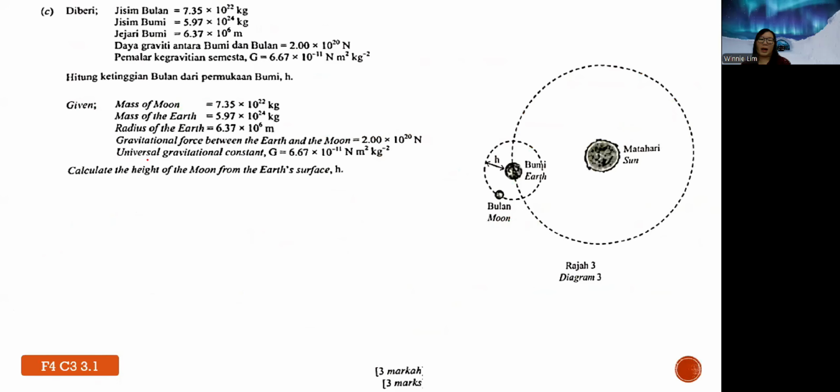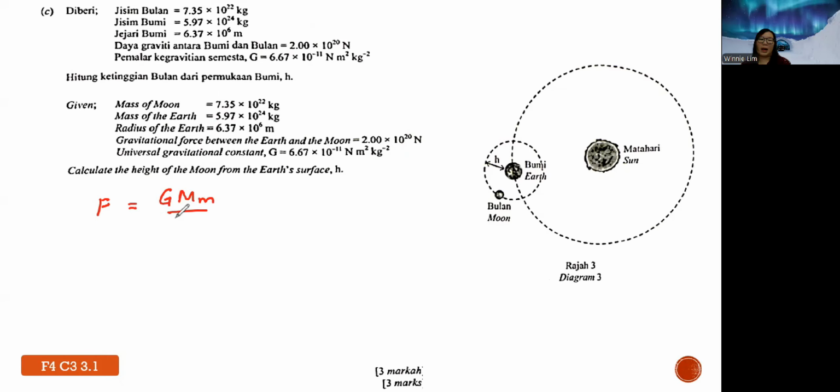For part C, they want you to calculate the height of the Moon from the Earth's surface, H. They give you the mass of the Moon, the mass of the Earth, the radius of the Earth, and the gravitational force between Earth and the Moon, which is 2 times 10 to the power of 20. They give you the gravitational constant as well. The formula that we're going to apply here is F equals G, capital M, small m. Sometimes we use capital M, small m.